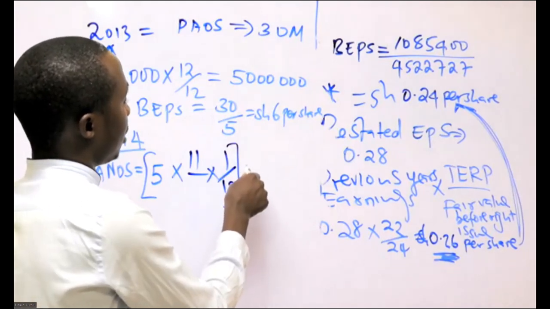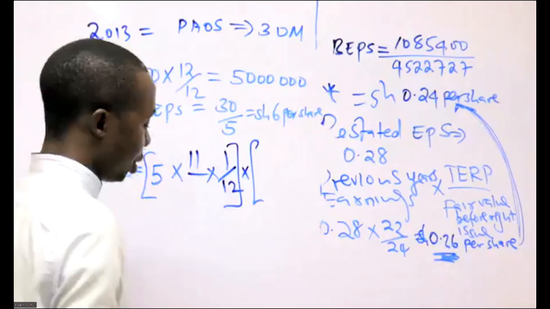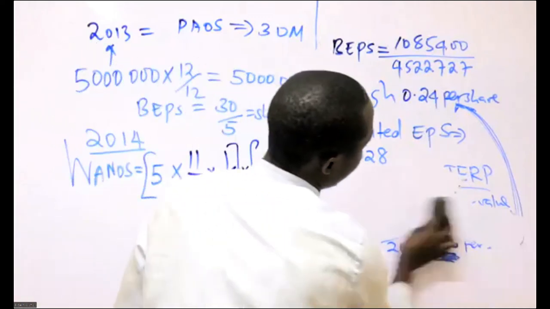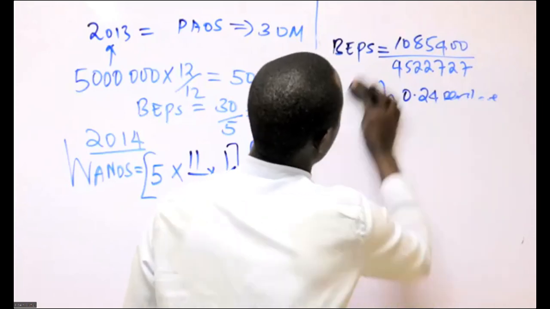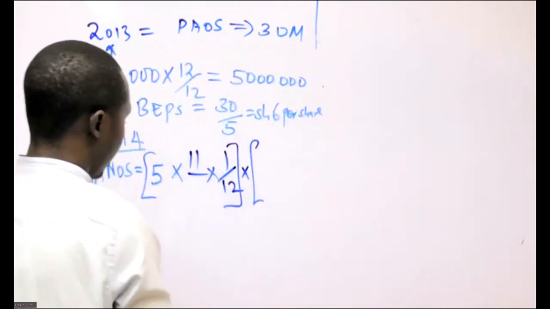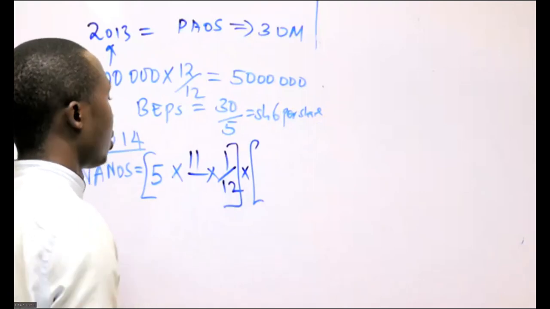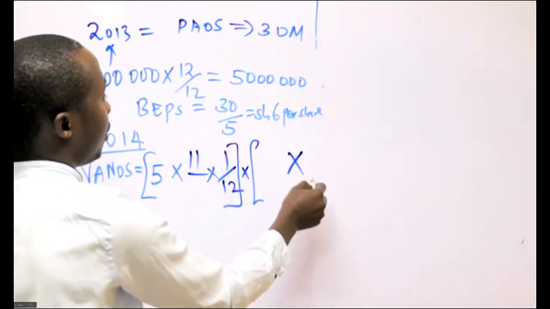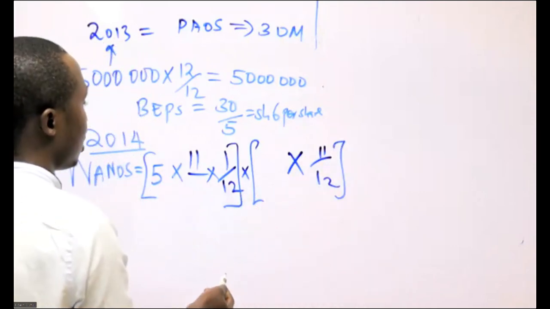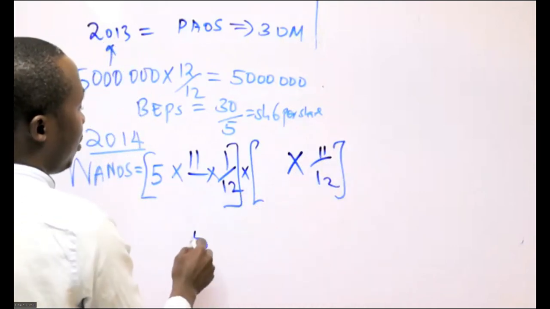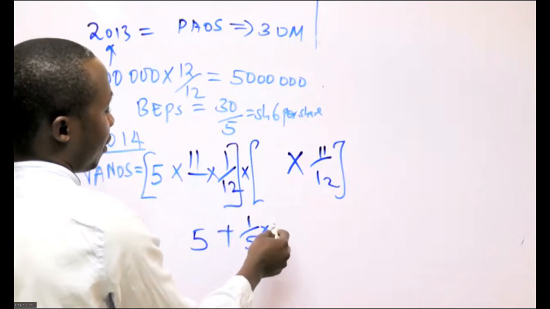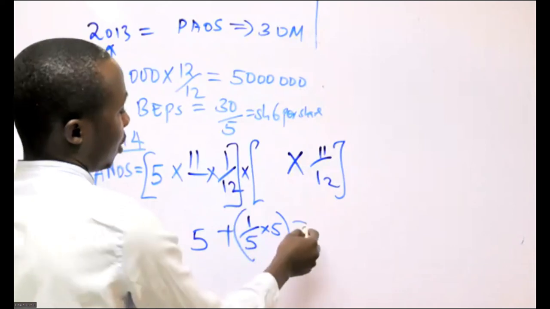Then you multiply with the ordinary shares after the rights issue and the period after the rights issue. The period after the rights issue is 11 over 12. For the ordinary shares, remember the 5 plus the 1 through the rights issue, 1 for every 5 times the 5 million, so this would be 6.